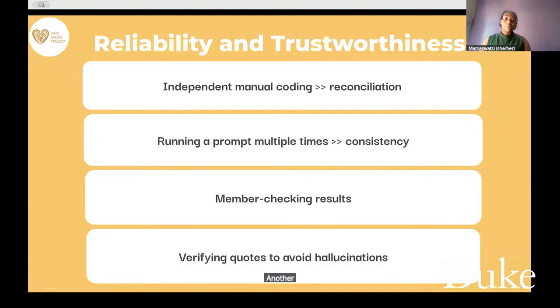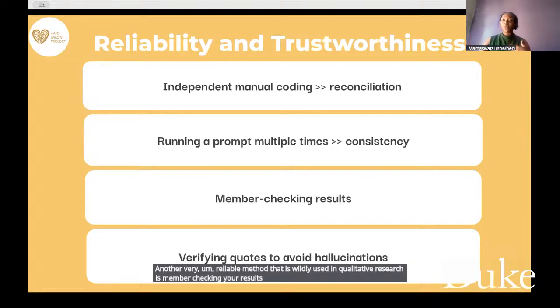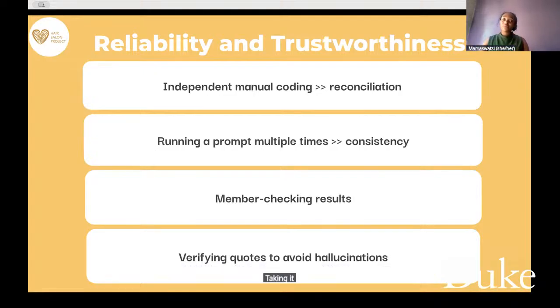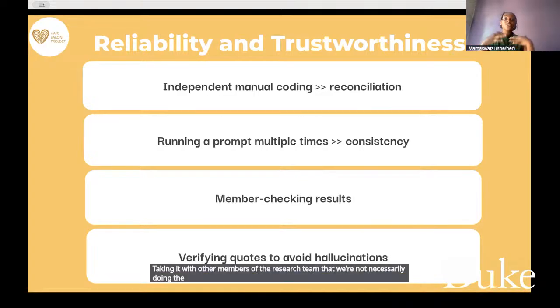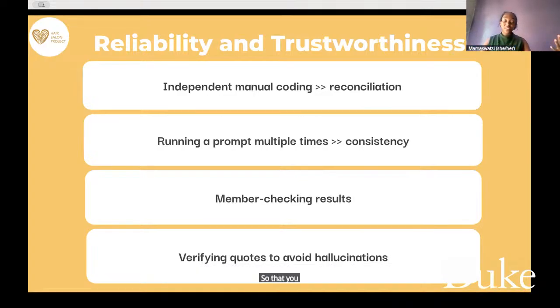Another very reliable method that is widely used in qualitative research is member checking your results. Once you have your output, check it with other members of the research team that were not necessarily doing the analysis, so that you ensure that the results you have are consistent with how participants feel and what is to be expected.